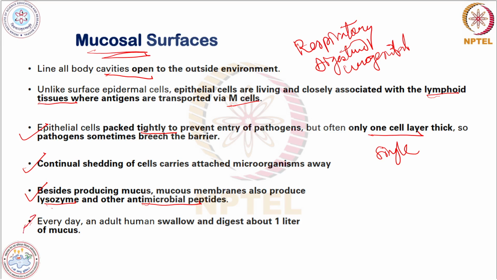There is a fact that every day an adult human swallows and digests about 1 liter of mucus. From all the different parts of the body, we swallow and digest about 1 liter of mucus per day. This mucus carries trapped microbes to the stomach, where they are destroyed by the stomach acid, because we have seen in the previous slides that the stomach has an acidic environment which will digest the pathogens if they enter.